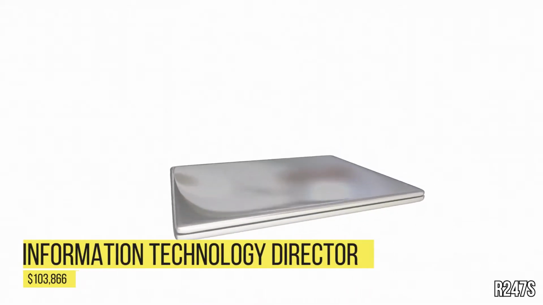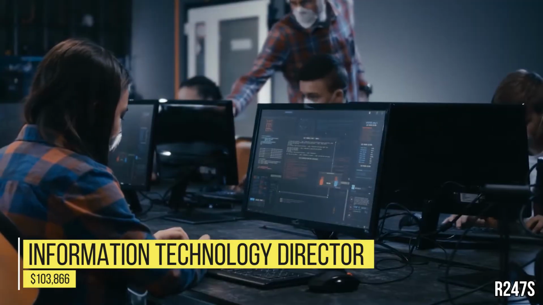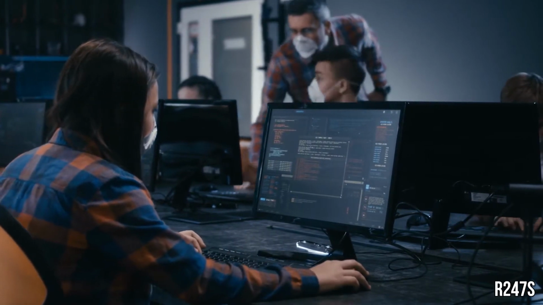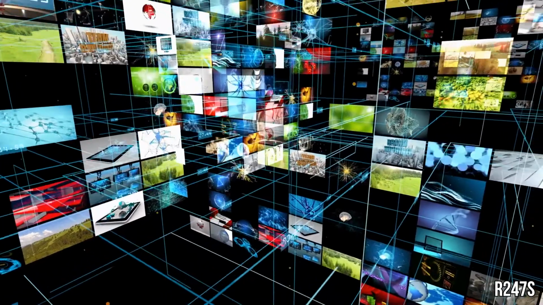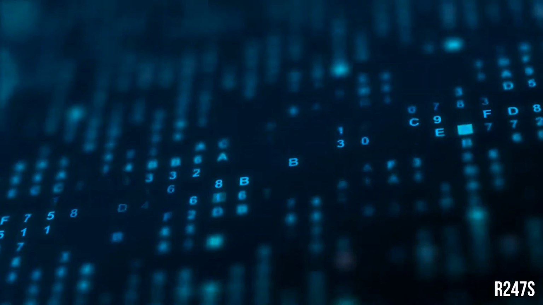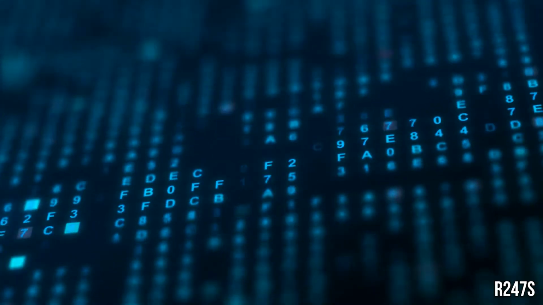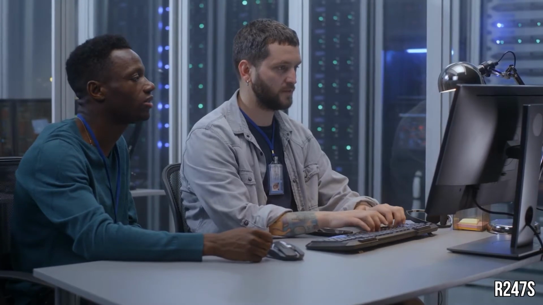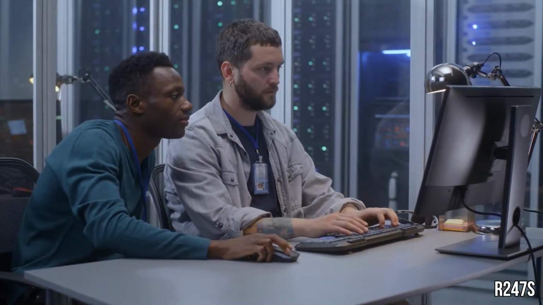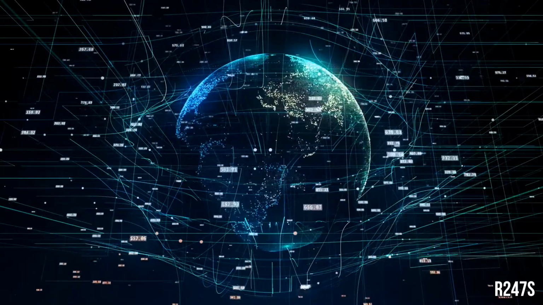Number 6. Information Technology Director. Approximate salary, $103,866 annually. The Information Technology Director is responsible for the overall planning, organizing, and execution of all IT functions within a business. This includes directing all IT operations to meet customer requirements, as well as the support and maintenance of existing applications and development of new technical solutions. They are responsible for directing the effective delivery of networks, development, and disaster recovery systems and processes.